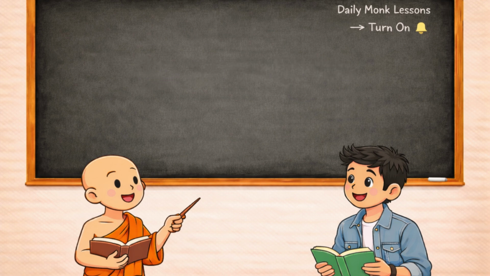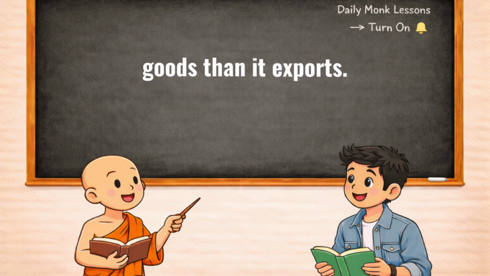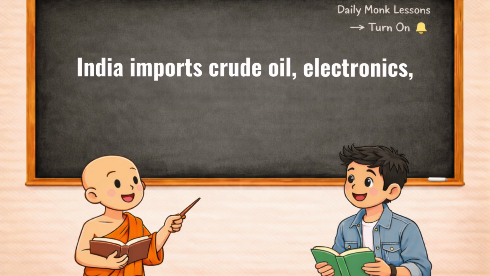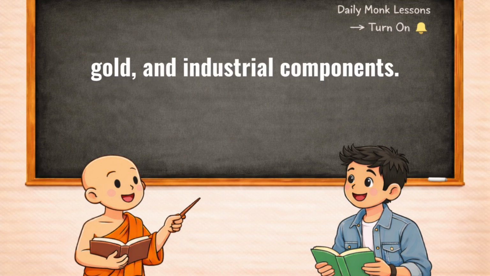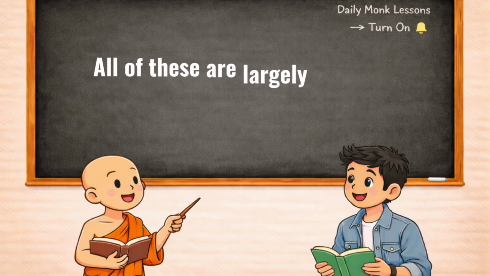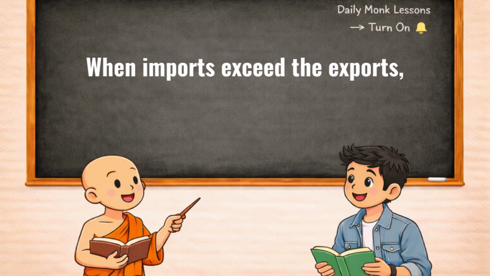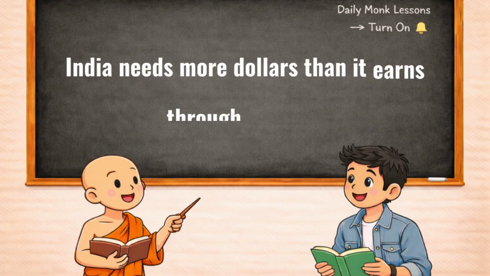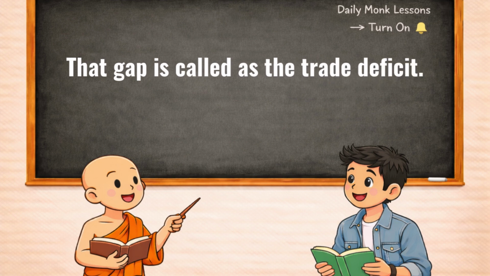Now let's simplify this. A trade deficit happens when a country imports more goods than it exports. India imports crude oil, electronics, machinery, defense equipment, gold, and industrial components. All of these are largely priced in dollars. When imports exceed exports, India needs more dollars than it earns through exports. That gap is called the trade deficit.